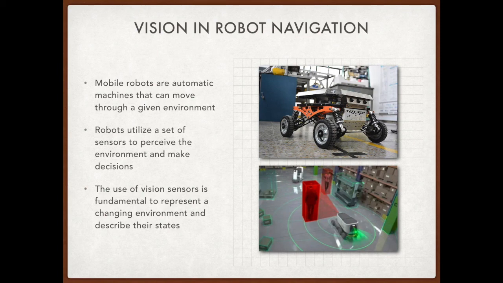Mobile robots can be considered as automatic machines that can move through a given environment. Commonly, these robots contain several sensors to capture information from the environment in order to make decisions. In this context, the use of a vision sensor is essential to represent and describe the environment and to perform safe navigation.